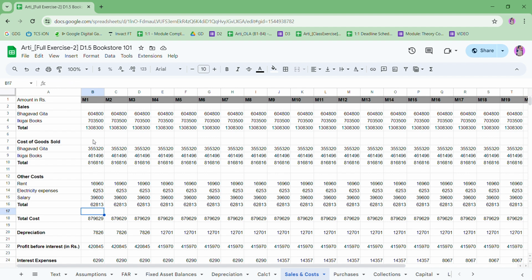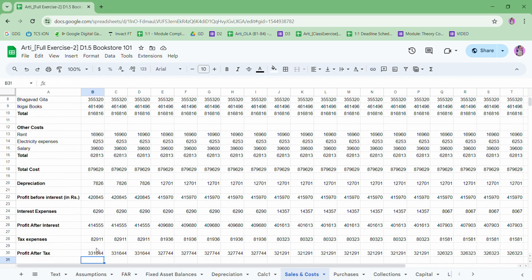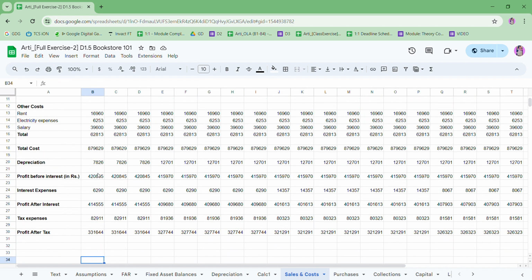Rent, electricity, salary. Total cost has been calculated by adding cost of goods sold with other costs, and depreciation has been shown with reference to the depreciation sheet which we calculated before, because of which profit before interest can be calculated by deducting the total cost and depreciation from sales. Now interest expenses can be seen with reference to the loan and interest which we have calculated.